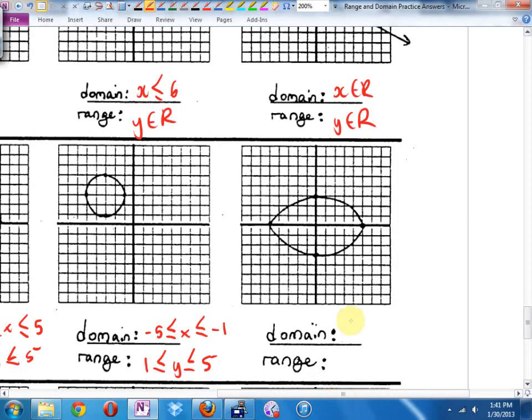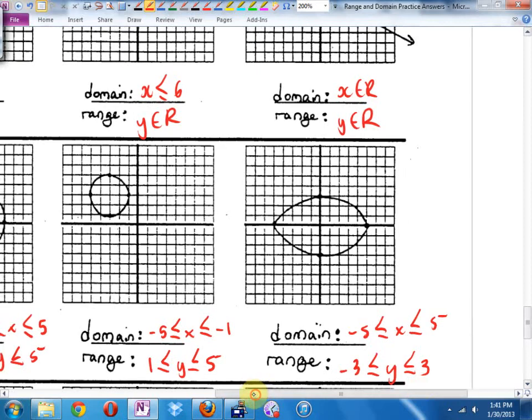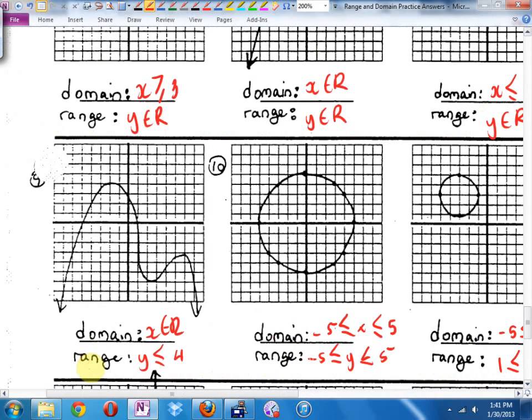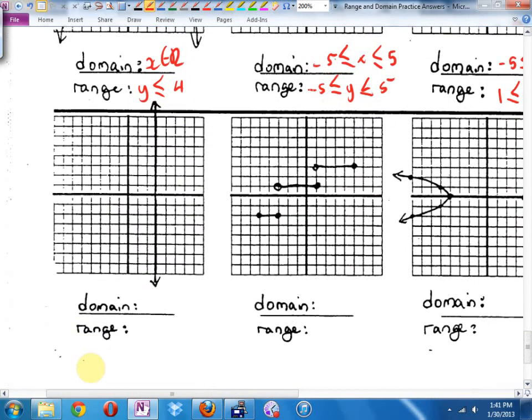Domain, negative 5 less than or equal to x, less than or equal to 5. Range, negative 3 less than or equal to y, less than or equal to 3. Oh, and by the way, all three of those are not functions. The first one is, though. Domain, 3. Range, all reals.